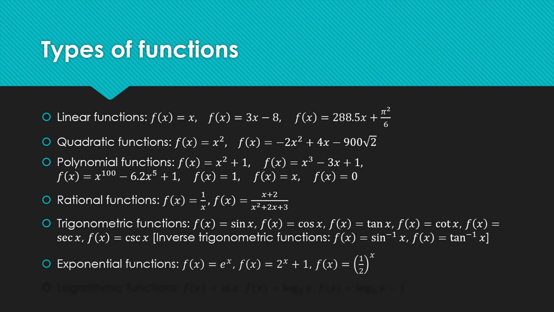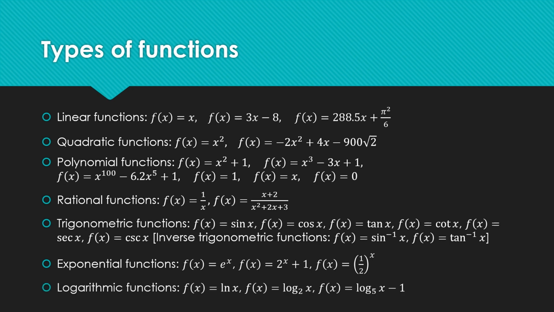Exponential functions: f of x equals e to the x, 2 to the x plus 1, and half to the power of x. And finally, logarithmic functions: the natural log of x, log base 2 of x, log base 5 of x minus 1. Notice that some of these, for example the natural log of x, don't take all the real numbers as their input. Natural log of negative 1 is not defined. So in these cases, we just set the domain to be all the real values where they are defined.